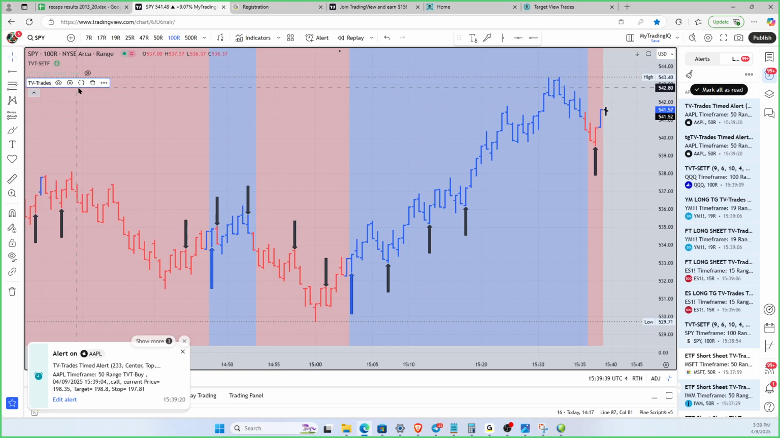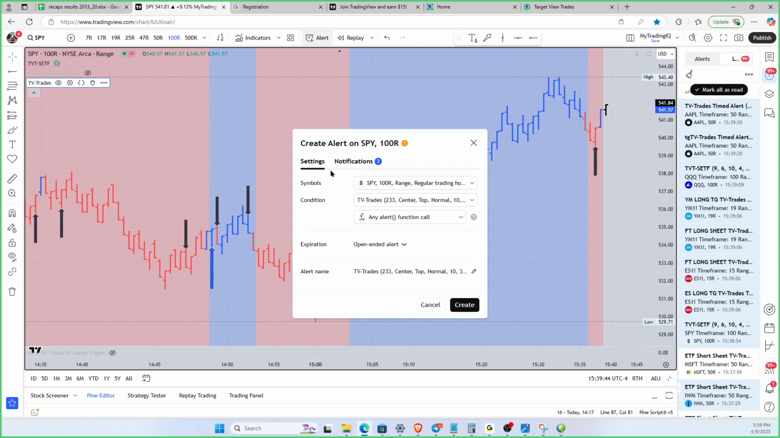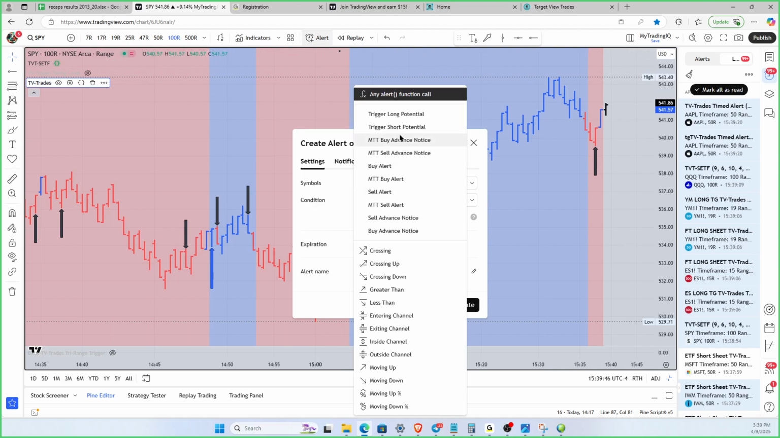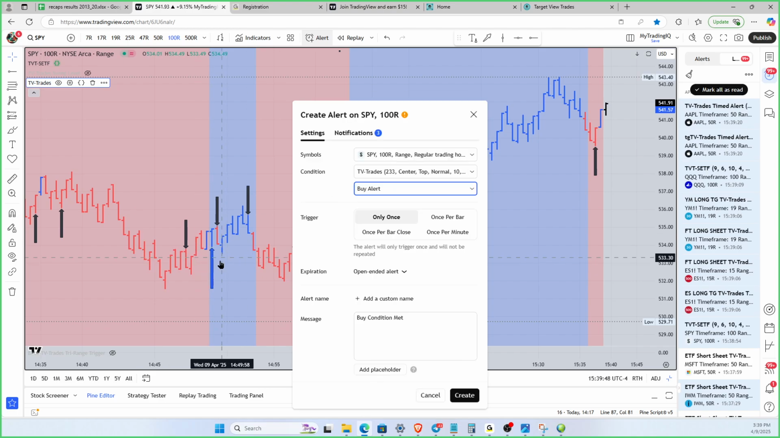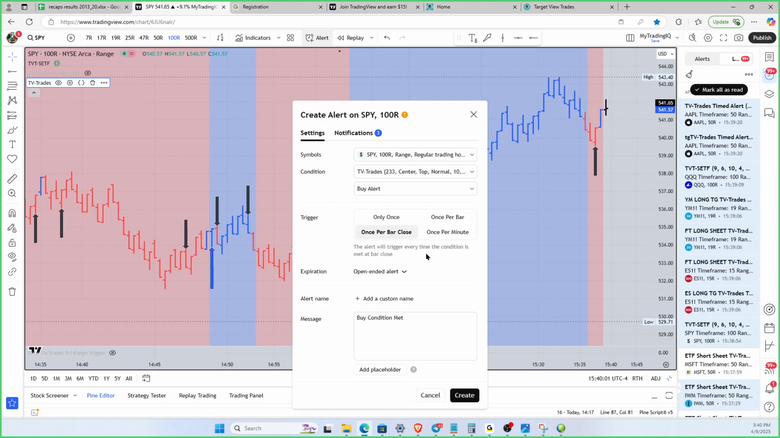Putting that stuff in there, there's multiple steps to do that. If you come in here to alert, and let's say you choose a buy alert, that's going to be the blue candle, the blue arrow. That's your buy alert. Then you also have to choose once per bar close, give it a custom name if you want to, give it the information that you want to put in here, and then go into notifications to figure out how you want to be notified. So there's multiple steps to that.